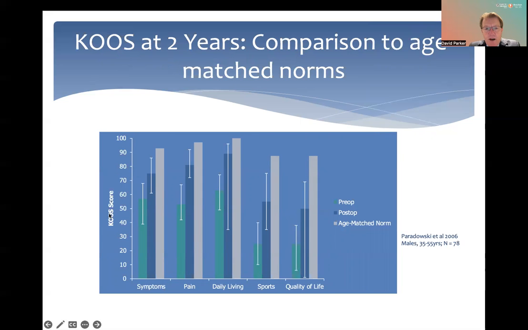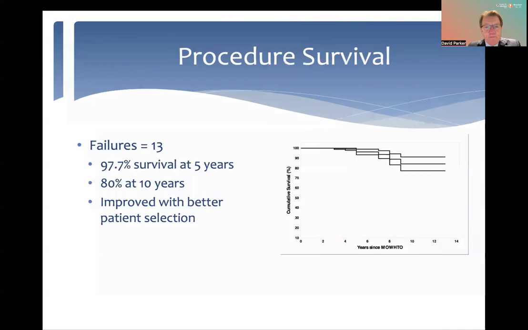If we look at this graph, the gray lines represent age-matched norms, so people with normal knees. So this is an important graph. We can demonstrate to patients that we can make them a lot better, but we're not making them exactly normal in patients who've got osteoarthritis.